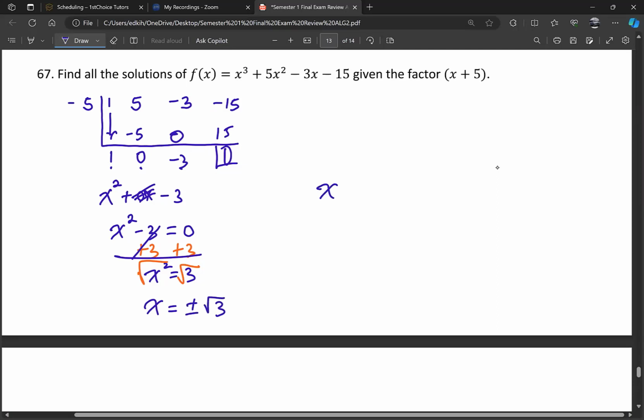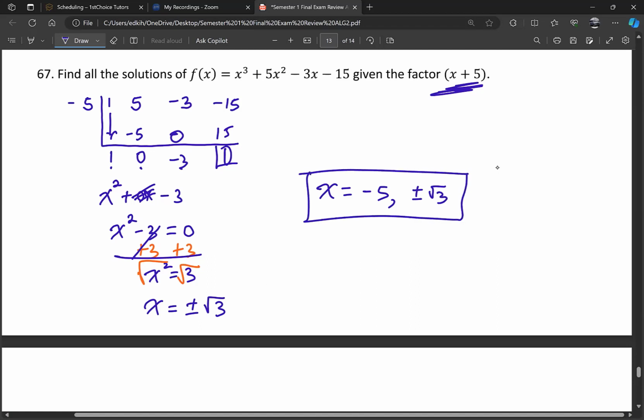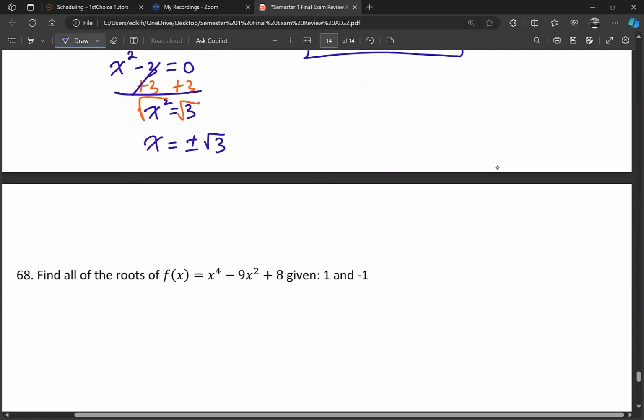So the solutions to this are -5, that came from what we were given when you solve for x. And then we now have plus or minus root 3. We should have had 3 answers because x to the third, and we do have 3 answers. Here's the first one, and then here are 2 answers, positive root 3 and negative root 3.